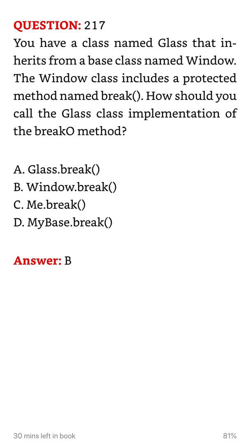Question 217. You have a class named Glass that inherits from a base class named Window. The Window class includes a protected method named Break. How should you call the Glass class implementation of the Break method? B, Window.Break.